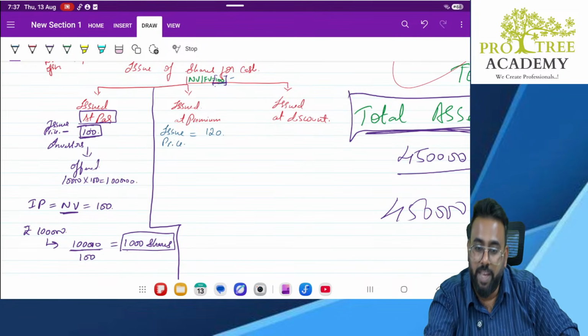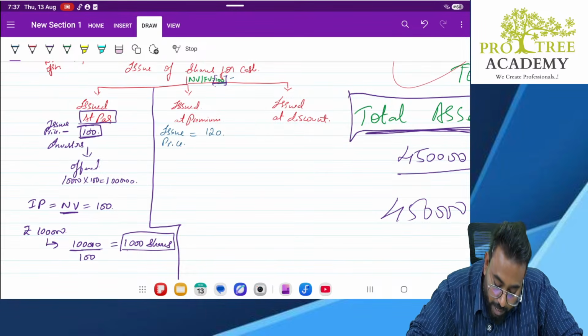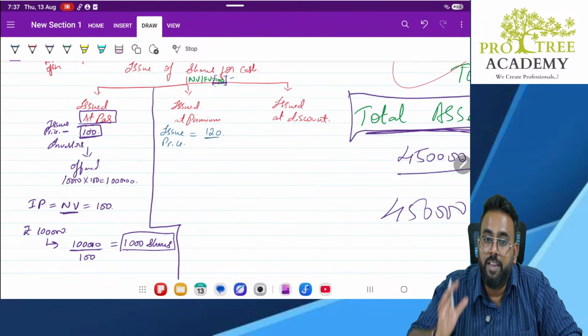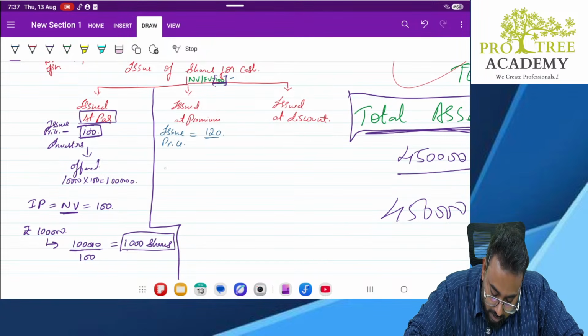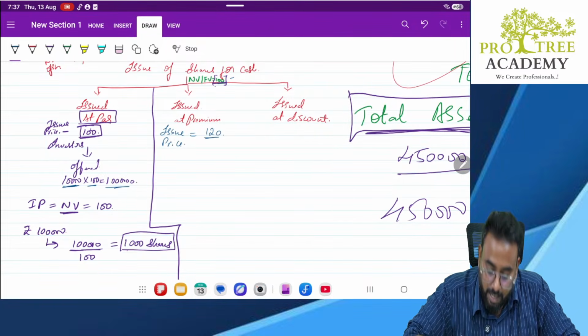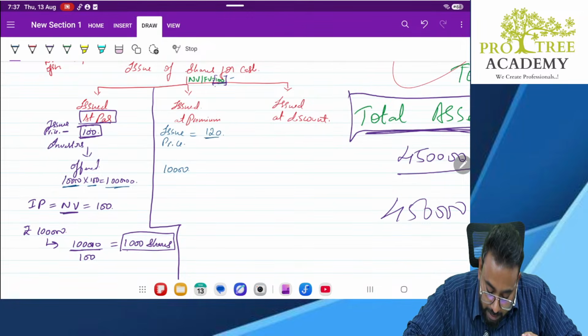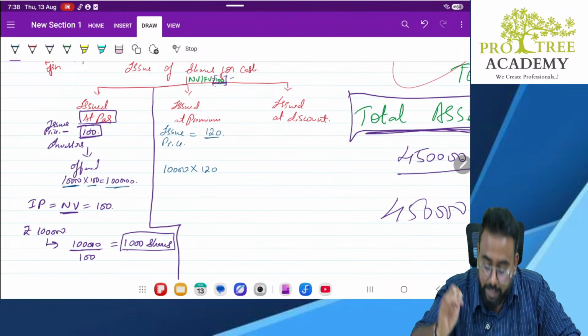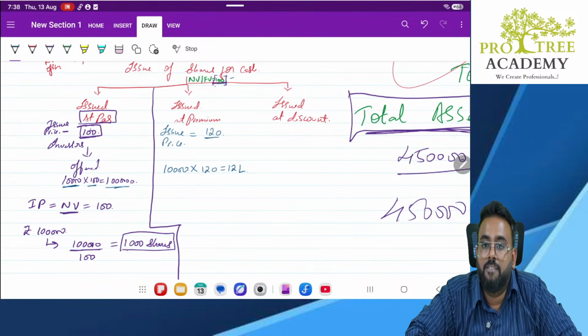When people are ready to pay more, I am ready to take more. So now I am issuing it at 120. Now look here. The same shares. How many shares? Earlier 10,000 shares were offered at 100 rupees and it was 10 lakh. Now also the same thing, sir. 10,000 shares, I will offer at 120, and I will get how much? 12 lakhs.